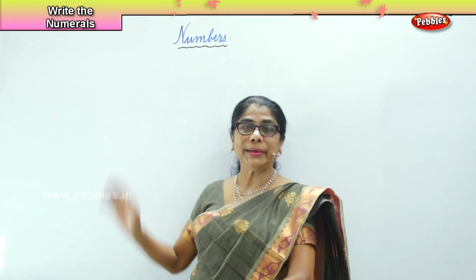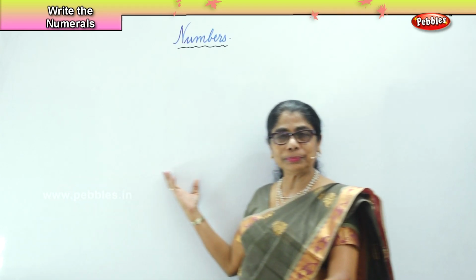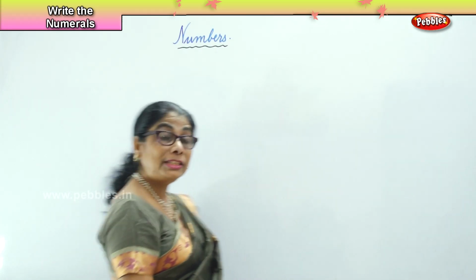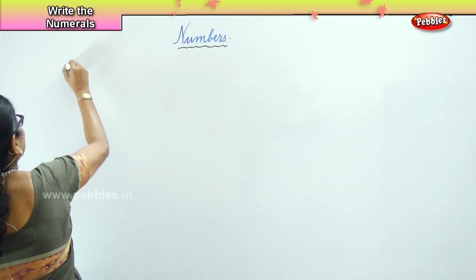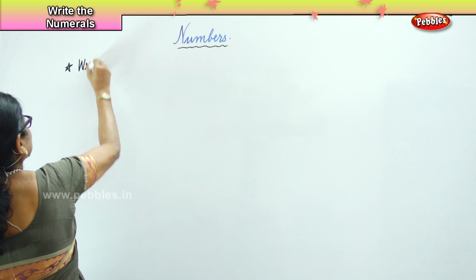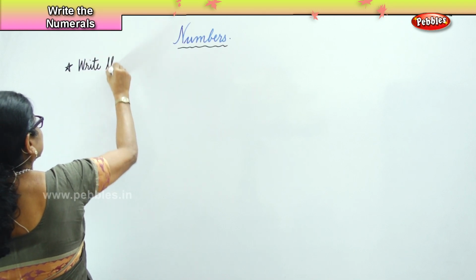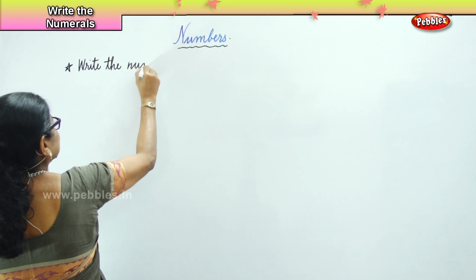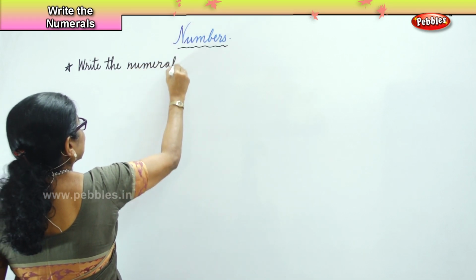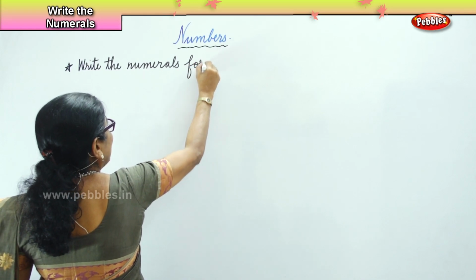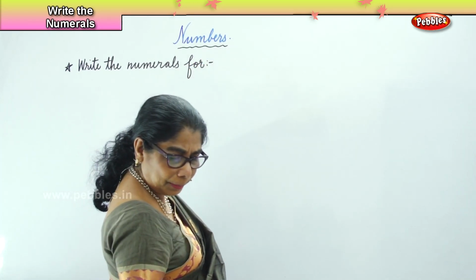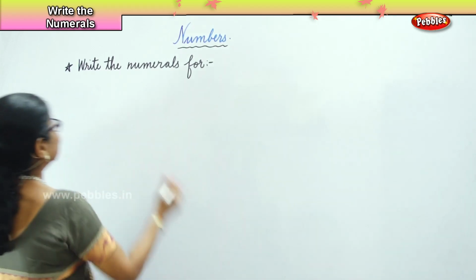Hi children. In level 3 we are working on numbers. Now I'll give you the numbers name and you will write the numerals form. So write the numerals form. Alright? Write the numerals. Write the numerals form. I'll give you the number names. You need to write down the numerals.